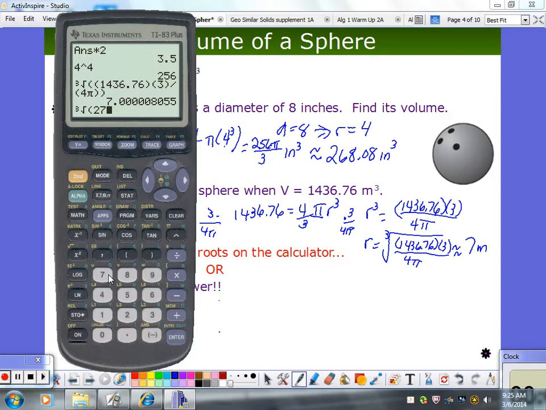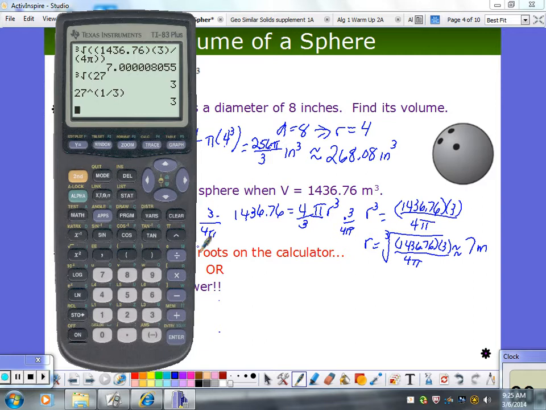raising something to the 1/3 power is the same thing. So if you take 27 and raise it to the 1/3 power, that's a cube root as well. So you can choose to do it either way. If you forget the math button, remember you can raise it to the 1/3 power. Yes, raising it to the half power is the square root. Coming up next year, you'll learn all about these rational exponents.